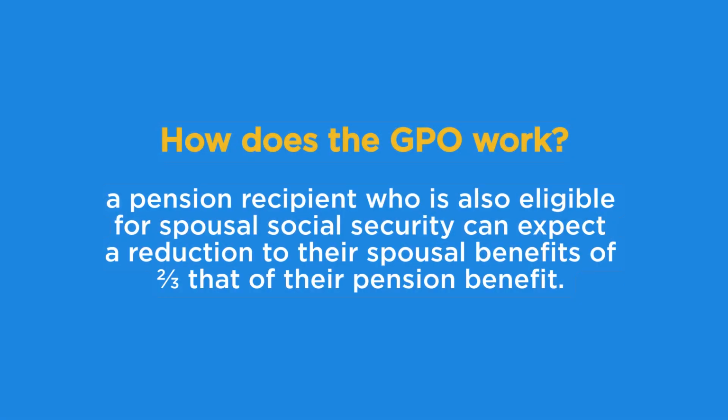However, as I mentioned earlier, the GPO is designed to readjust for the fact that individuals contribute to a pension and not into Social Security. So how exactly does the GPO work? Simply put, a pension recipient who is also eligible for a spousal Social Security benefit can expect a reduction to their spousal benefit of 2/3 of their pension benefit. I know that may sound confusing, so let's look at an example, as I think it will become much more clear with some tangible numbers.